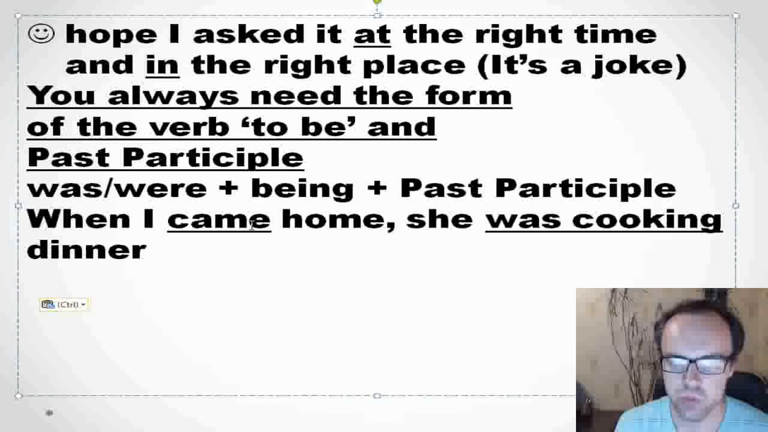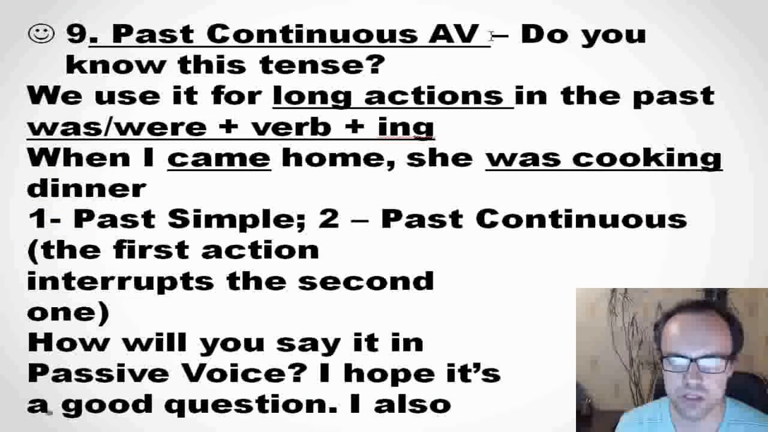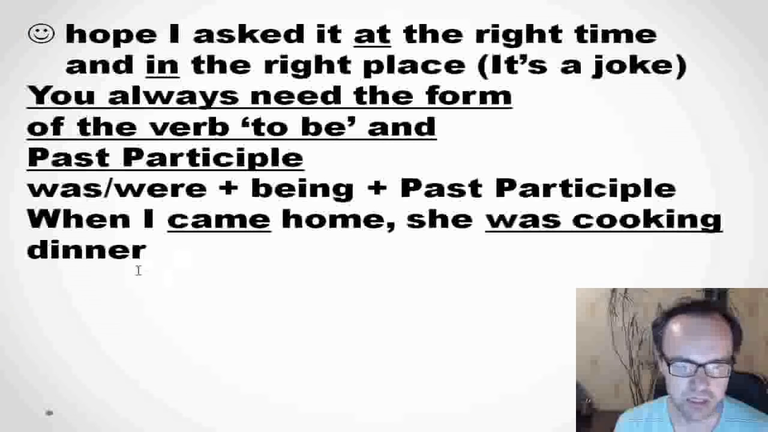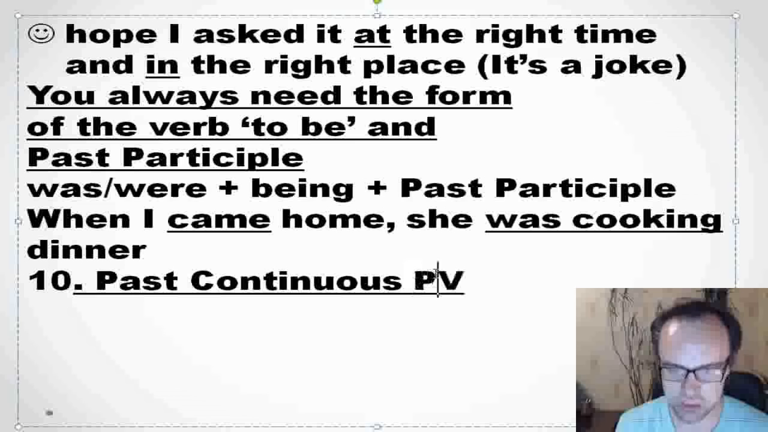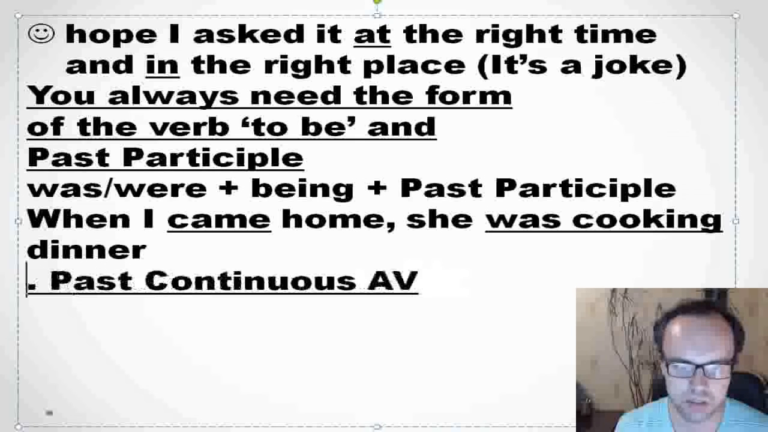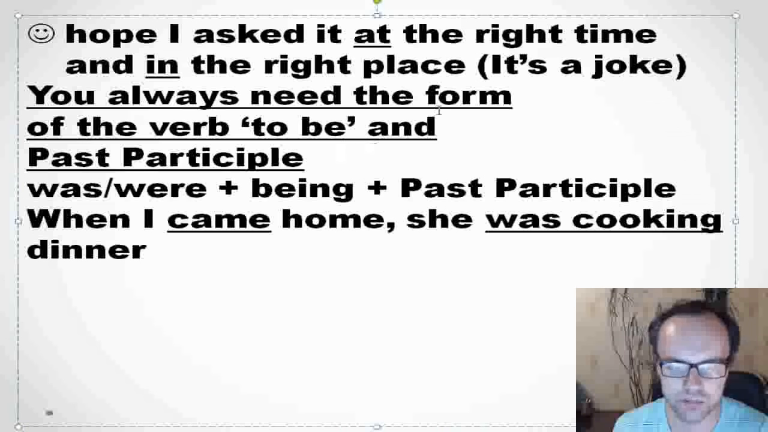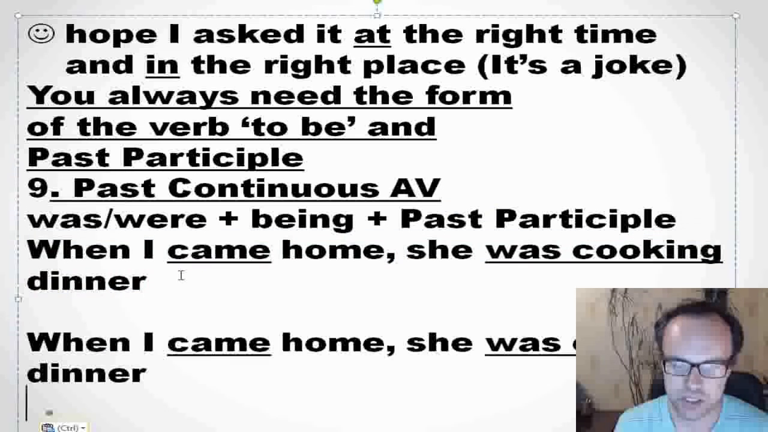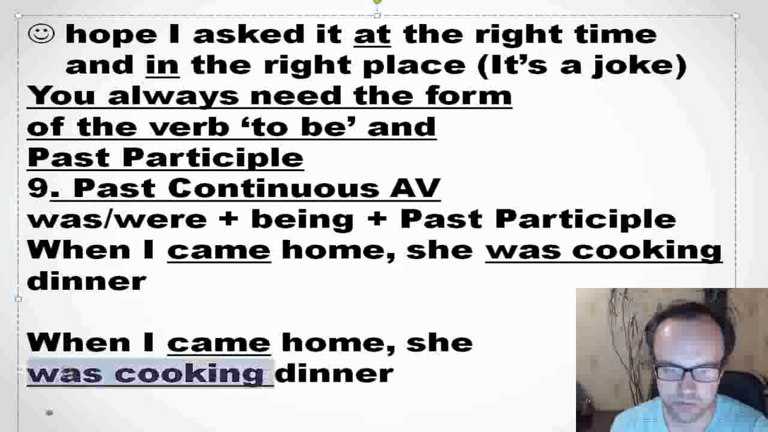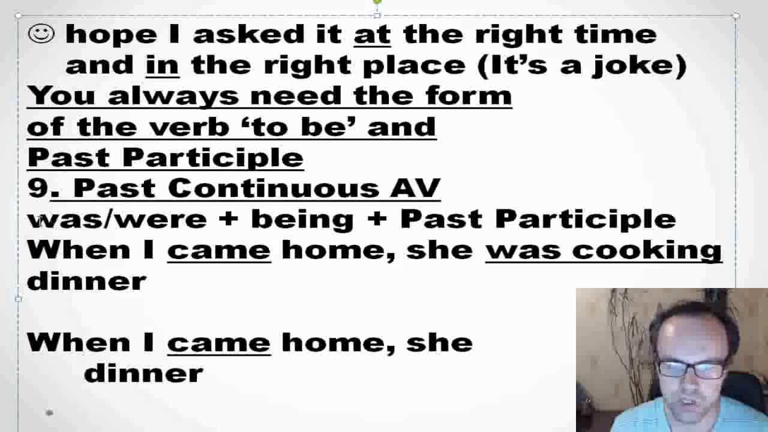When I came home, she was cooking dinner. Okay, let's say it in passive voice. It was past continuous active voice, and let's say it in past continuous passive voice. Good. Very good. So we have this sentence. Let's use passive voice. Was, were plus been.